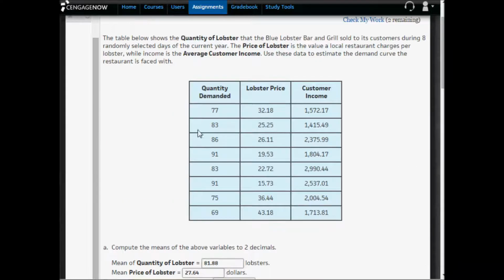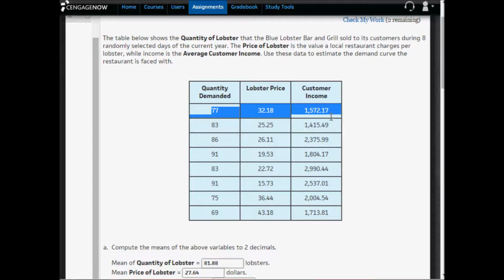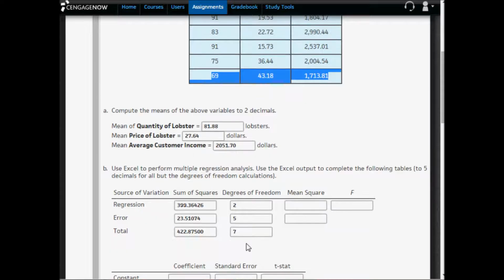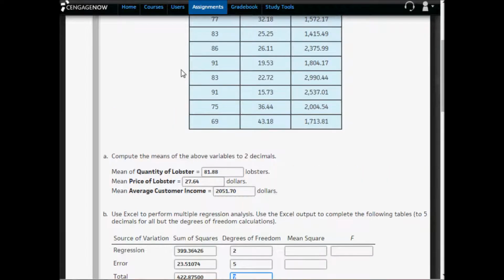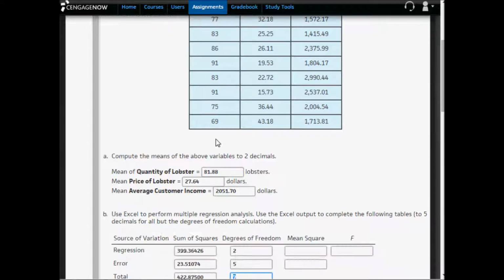Why is this 7? Well, we have 8 observations. Here's observation 1, observation 2, and so on, up to observation 8. 8 minus 1 is 7. Again, if I take the SST and divide by 7, I get the sample variance of the y variable.